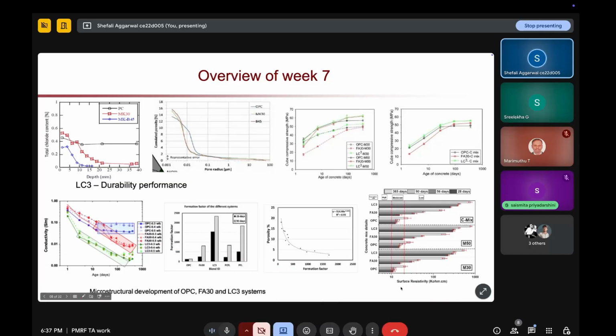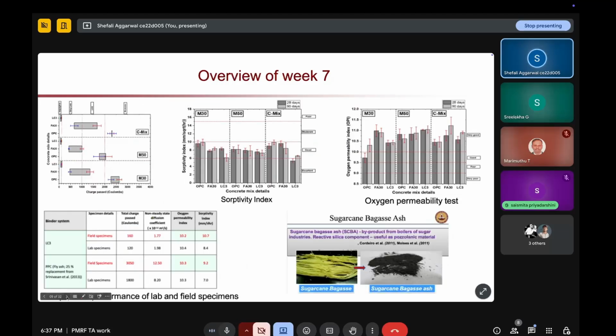Next thing is comparing the surface resistivity values at different days. If we talk about M30 concrete, in case of LC3 you have a very high surface resistivity as compared to OPC, even at the 28-day or at the 365-day value. So LC3 has better properties as compared to OPC and fly ash. Here we are doing comparison only with fly ash.